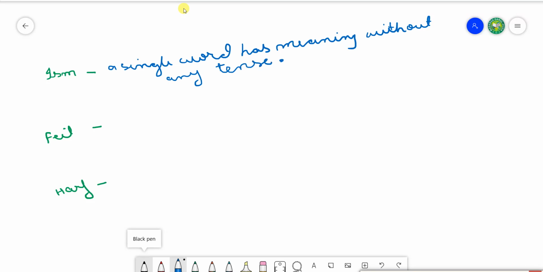I'm going to explain this definition later. First let me write this. So what is ism? Ism is a single word, has a single meaning and without any tense. Now jump to the fail. Fail is also a single word, has a single meaning, but with tense.